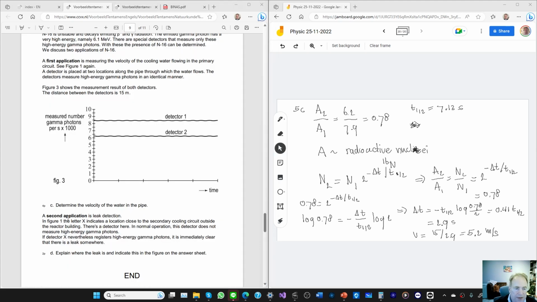A second application is leak detection. In figure 1, the letter X indicates a location close to the secondary cooling circuit outside the reactor building. There's the detector there. In normal operation, this detector does not measure high-energy gamma photons. If detector X nevertheless registers high-energy gamma photons, it's immediately clear there's a leak somewhere. Explain where the leak is and indicate this in the figure on the answer sheet.